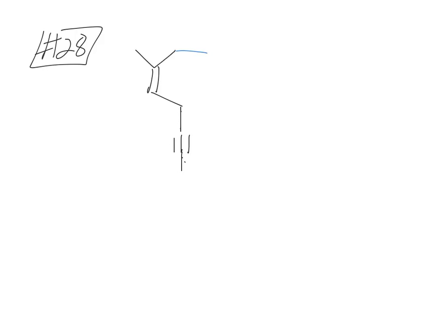Looking at number 28. This is about determining the hybridization and geometry around the indicated carbon atom. So I'm just going to draw this out. Perfect. And now I'll point out which ones they're talking about. They have A, B, and C. This one is A. They're pointing at this one as B, and they're calling this one C.